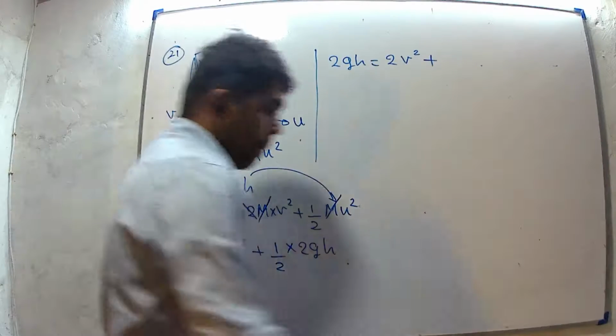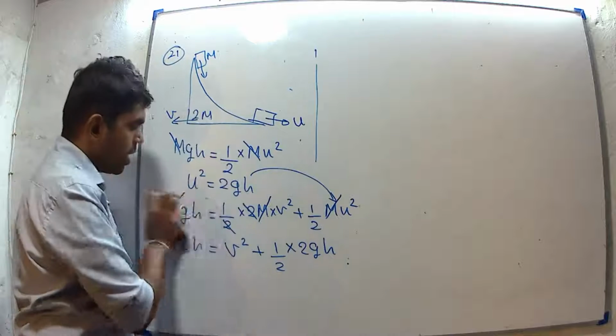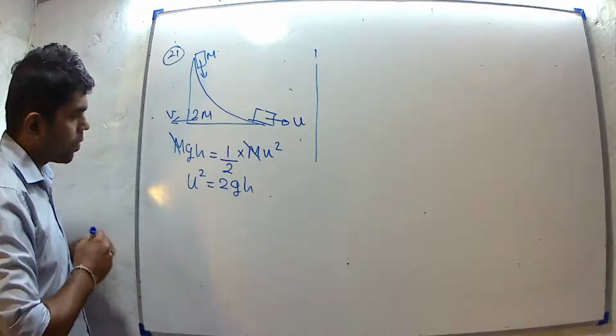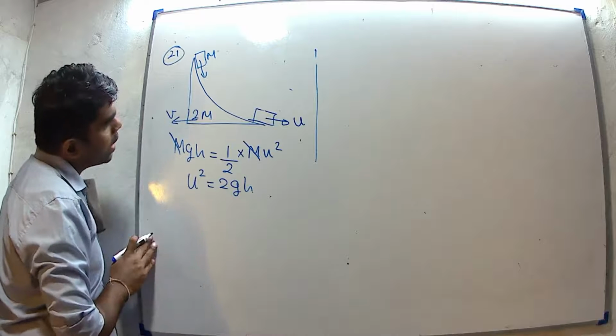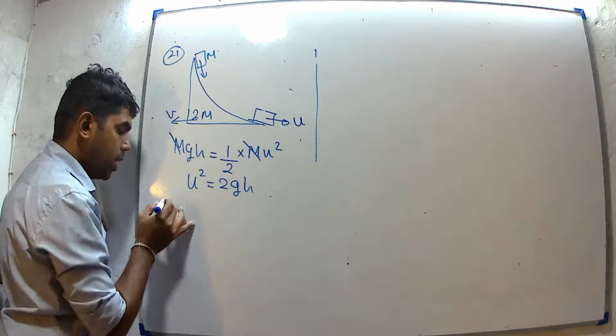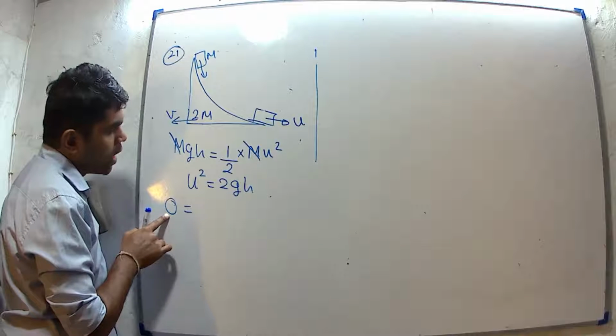I will use conservation of linear momentum in this situation, for the initial and final situation. For the initial situation, there is no velocity for both objects. Then we can use conservation of linear momentum. Initial linear momentum is 0.